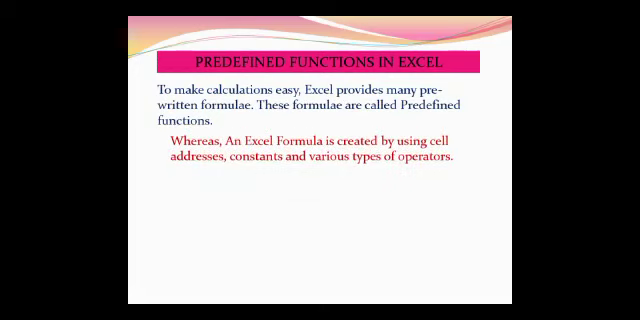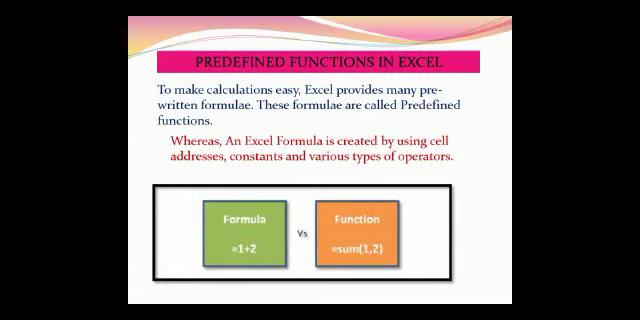Whereas an Excel formula is created by using cell addresses, constants and various types of operators. For example, =1+2. This is a formula. You know a formula starts with the equal to sign. Here 1 and 2 will be added because we have used the plus operator, which is a mathematical operator. But you can use it differently with a function also. Here I have used =SUM(1,2). Here 1 and 2 will be added because we have used the SUM function.